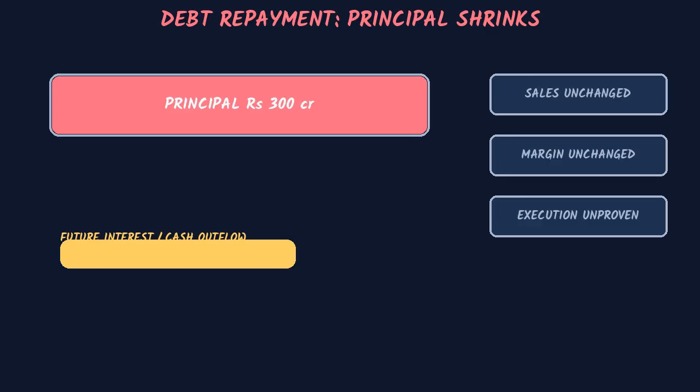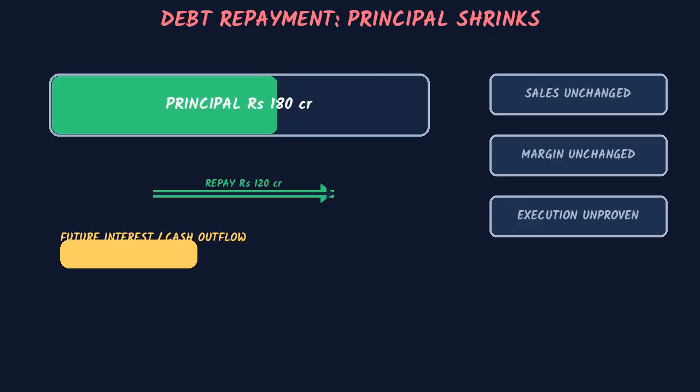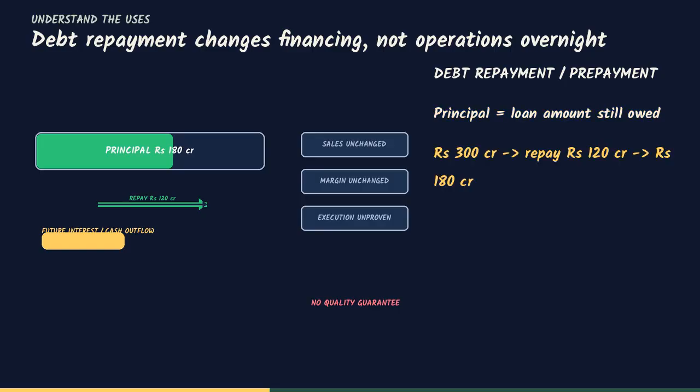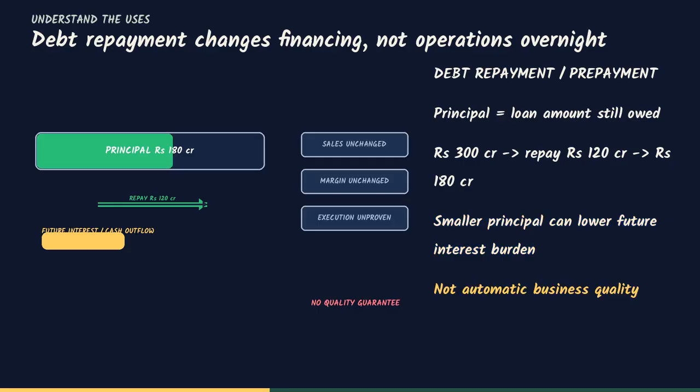Debt repayment or prepayment means using proceeds to reduce loan principal, the amount still owed before future interest. A smaller principal can reduce future interest burden and cash outflow, subject to the loan terms, but repayment does not automatically improve sales, margins, execution, or valuation. In the Objects section, identify the lender or facility where disclosed, the amount being repaid, the cost of that debt, and what financial flexibility management expects.